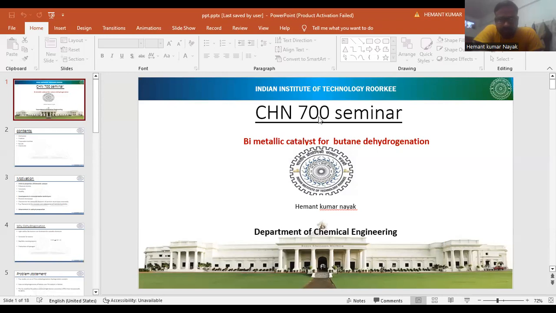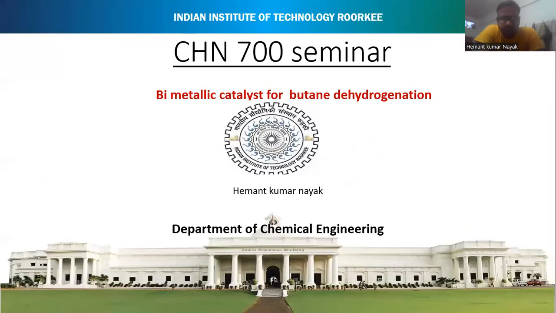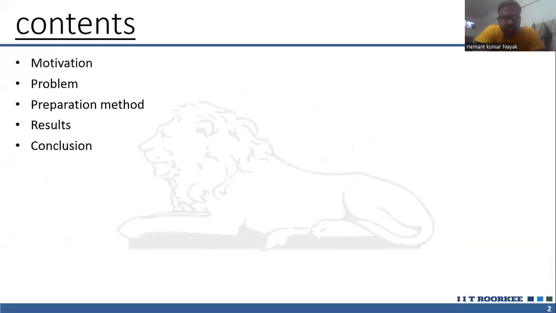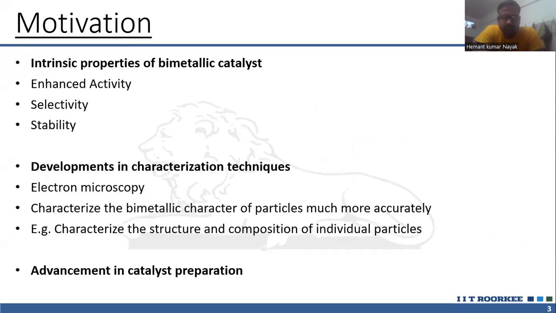Right, so I am in the first slide, Indian Institute of Technology, CHN 700 seminar. My topic is bimetallic catalyst for butane dehydrogenation. It is the Department of Chemical Engineering. So first I will discuss some motivation, then problem statement, then preparation method, results and the conclusion.